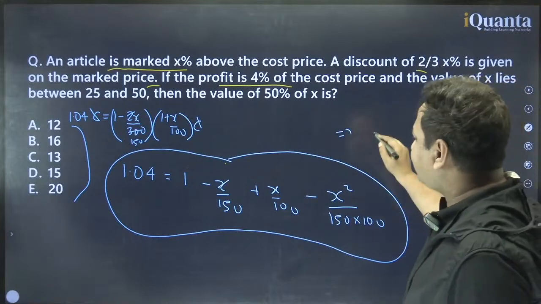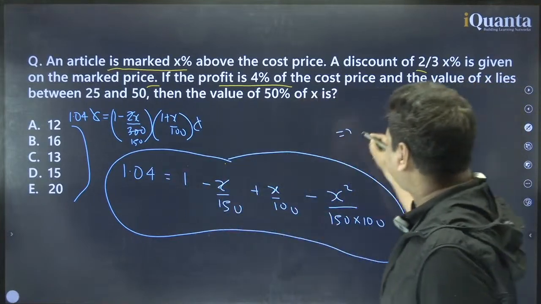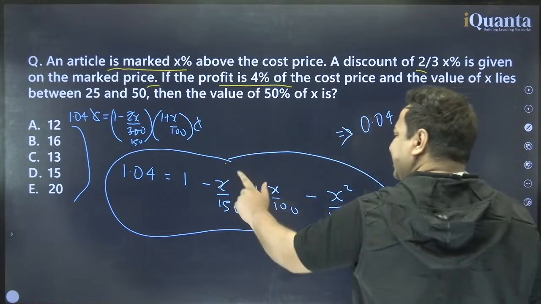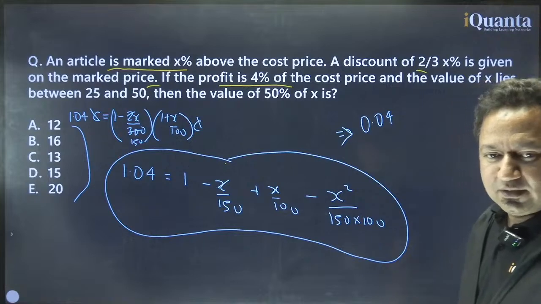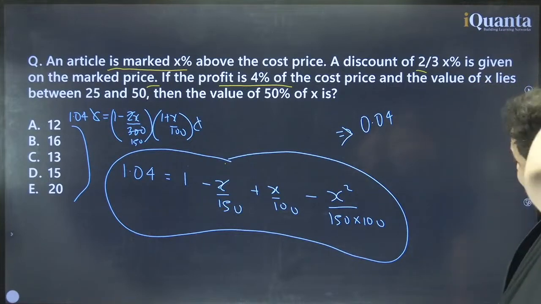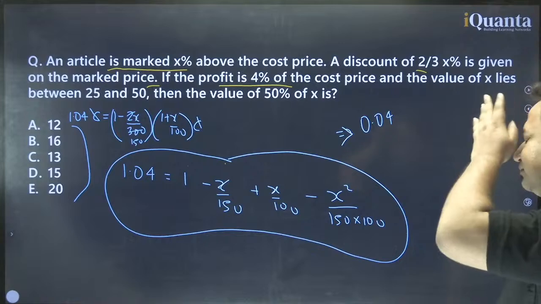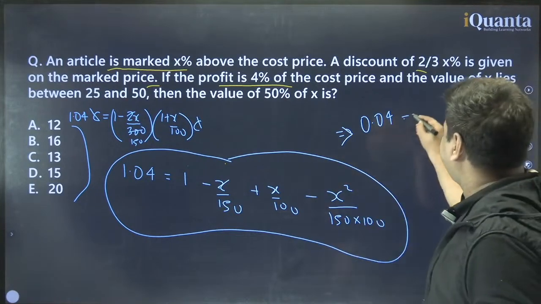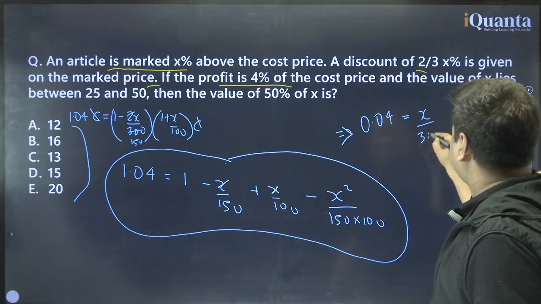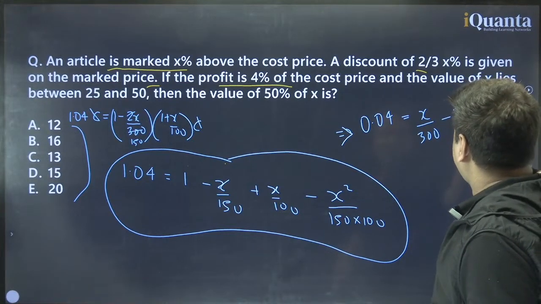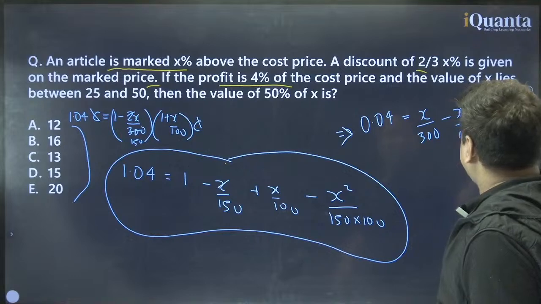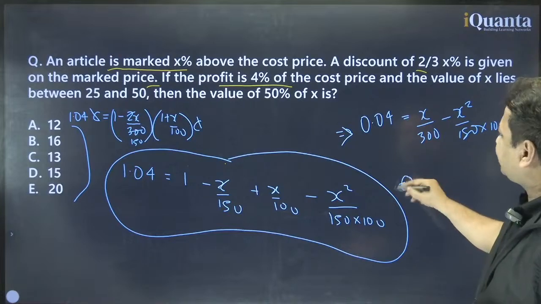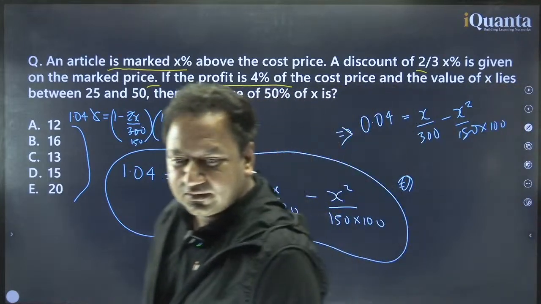Let's simplify it a little more. Let's send 1 over there. So we'll have 0.04. Here, x by 100 minus x by 150. Is that good? We'll get here x by 300 minus x square by 150 into 100. You can even simplify it further if you want to, or maybe just put in the values of x and get the answer.